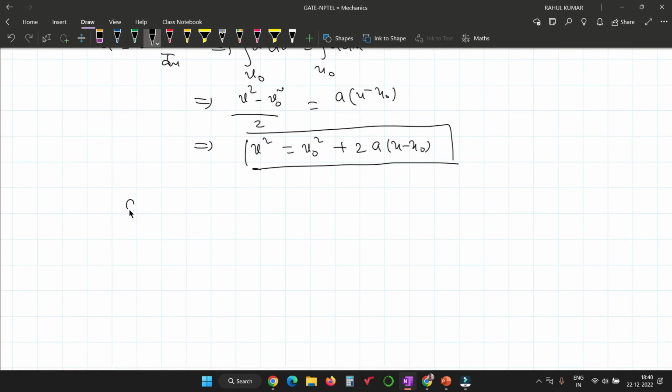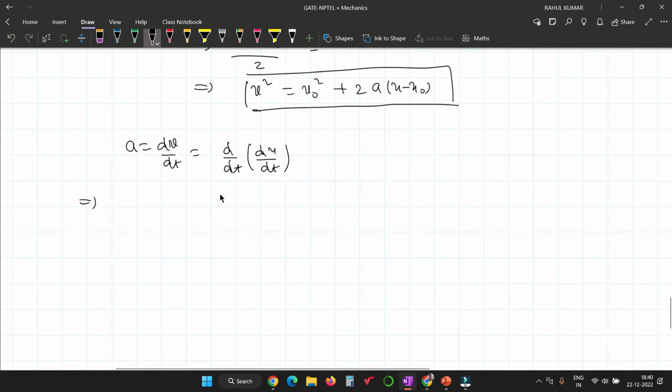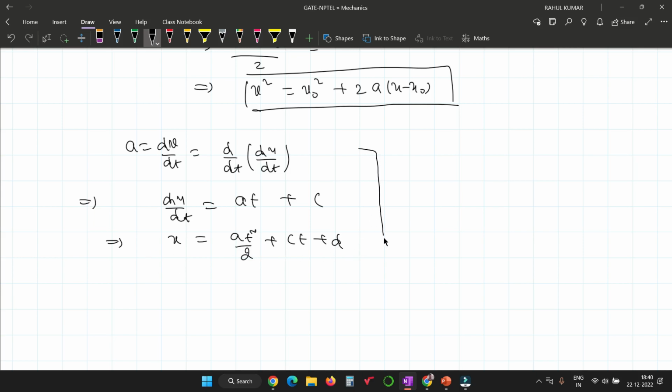As you know that a equal to dv by dt, and v can be written as dx by dt. Okay, so now integrating both sides, what will you get? dx by dt equal to what? at plus c. Okay, now integrating one more time, so what will you get? x equal to at square by 2 plus ct plus d. Now you have to put the boundary condition.